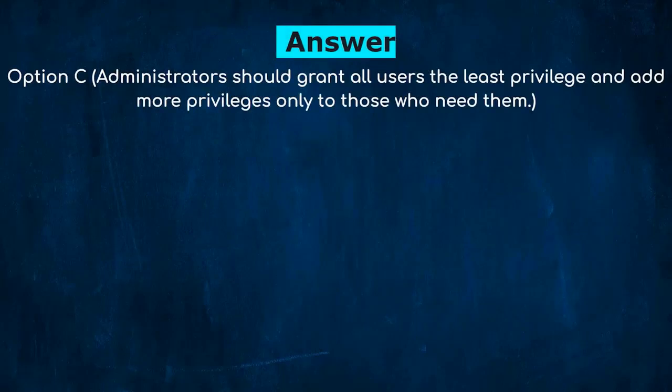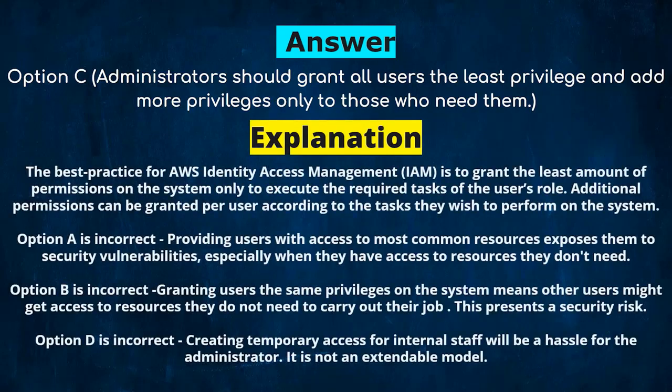Administrators should grant all users the least privilege and add more privileges only to those who need them. Explanation. The best practice for AWS Identity Access Management is to grant the least amount of permissions on the system only to execute the required task of the user's role. Additional permissions can be granted per user according to the task they wish to perform on the system.